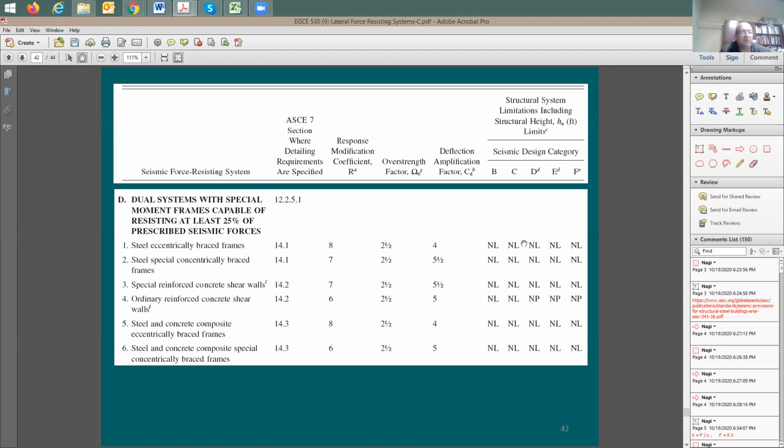And you see here, it has no limit. It's going to be the beautiful thing. So if you have seismic design category D, and you'd like to go to a high-rise building, you can use a dual system easily. And in this case, maybe you'd like to use 8, factor of 8.